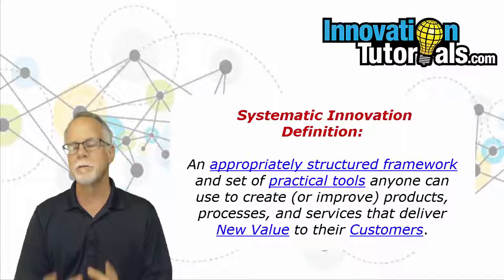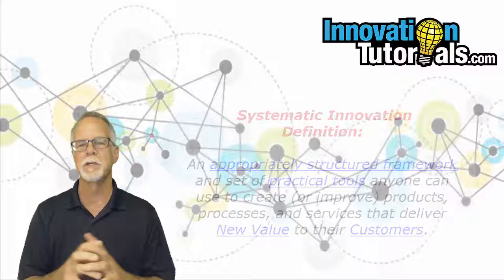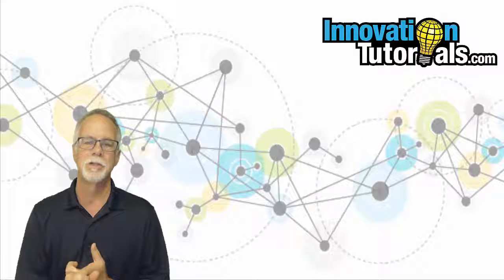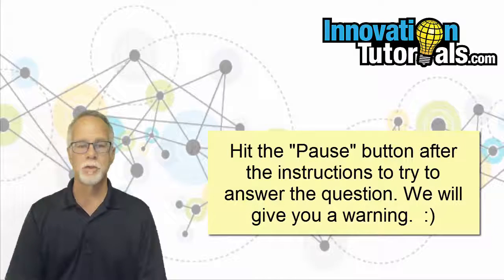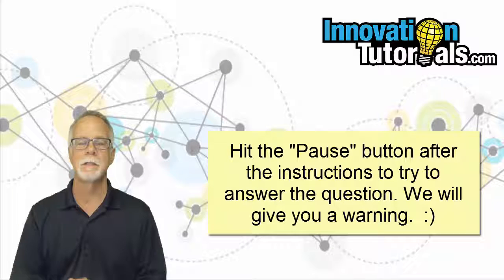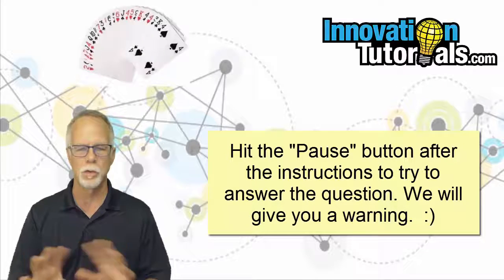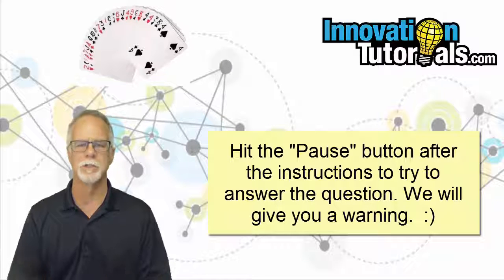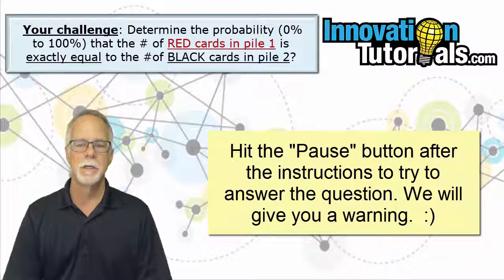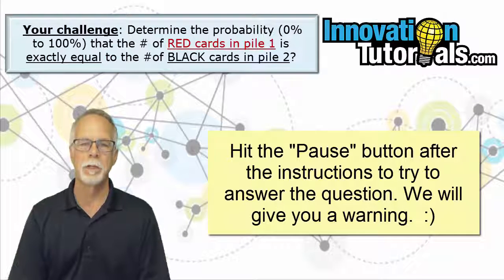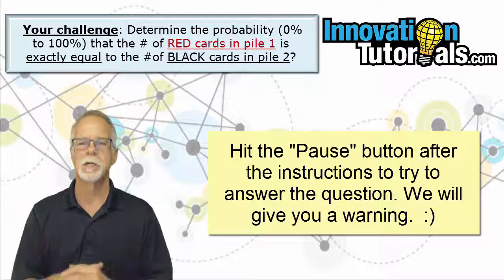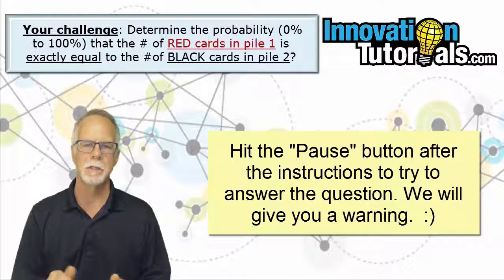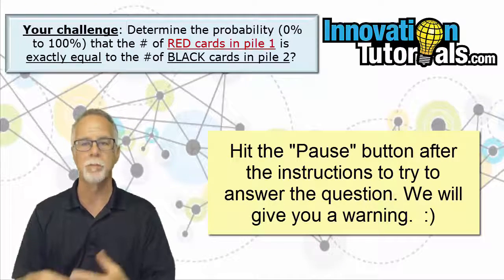So before I get further into this topic, I want to give you a quick illustration and try to make a very important point about inventive thinking. And this is a challenge that you can play along with. This illustration involves a thoroughly mixed deck of cards, a regular deck of cards, no camera tricks at all, and we're going to split them into two exact piles, 26 cards each. Your challenge is to determine the probability from 0 to 100% that the number of red cards in pile 1 will be exactly the same as the number of black cards in pile 2. What is the probability?